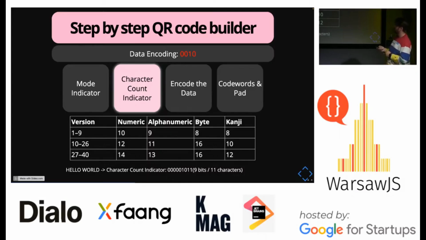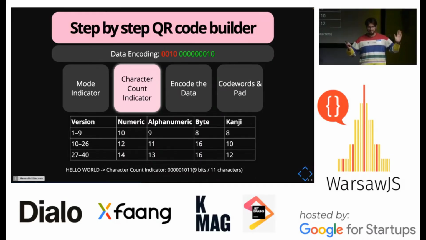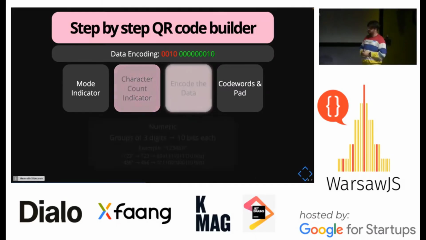And in version 9, our bit string has 9 bits length, and in byte mode we have to provide the number. So here it is 11. And in our case, when we have just 2 words, in byte mode there is our information, and this is our character count indicator. Now we are finally able to encode the data.